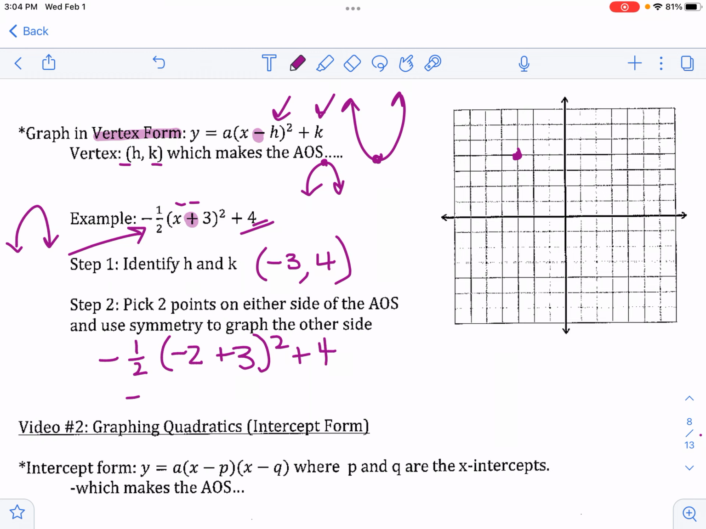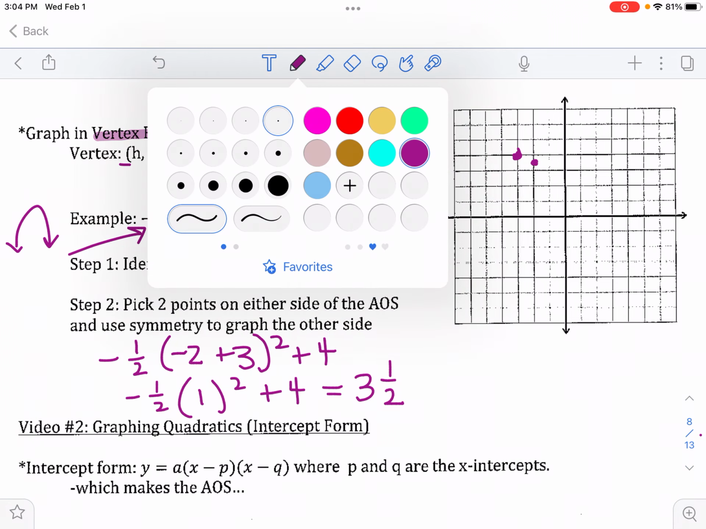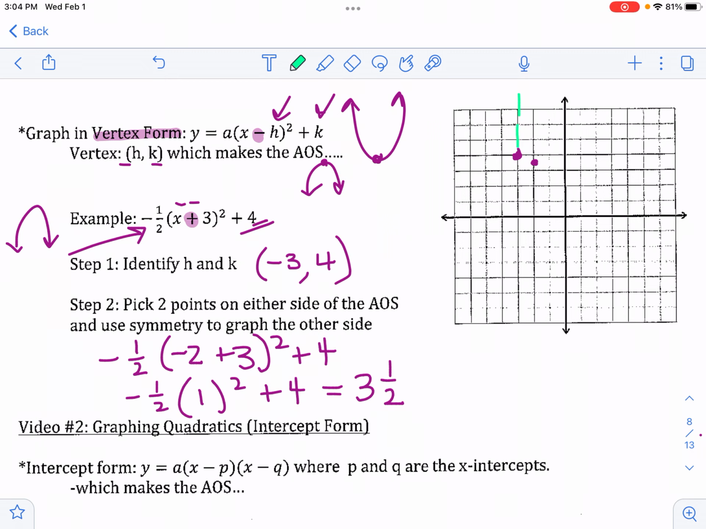All right, so -1/2 times 1 squared plus 4. All right, so when I do that, I have -1/2 plus 4. That gives me 3.5. So I plugged in -2. I'm going up 1, 2, 3.5, hanging out here. I'm going to use the idea of my axis of symmetry going through my vertex, and I'm going to get my mirror image point hanging out over here.